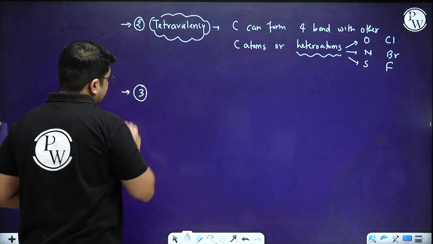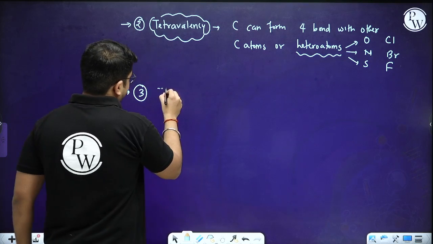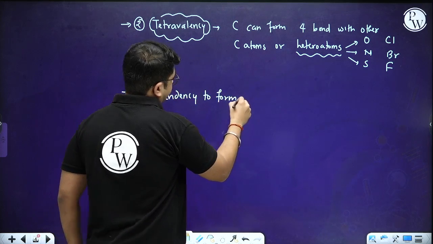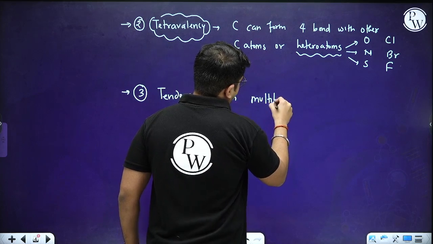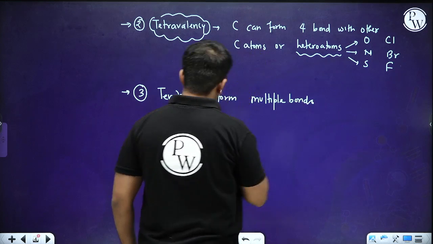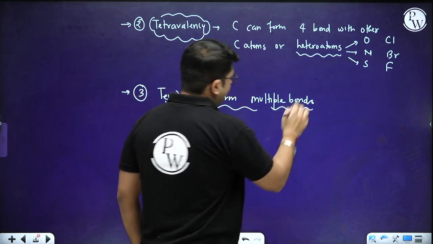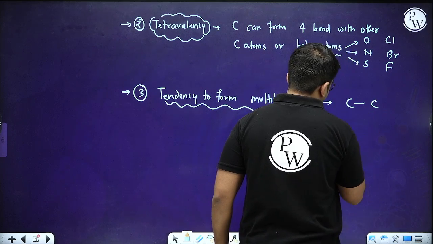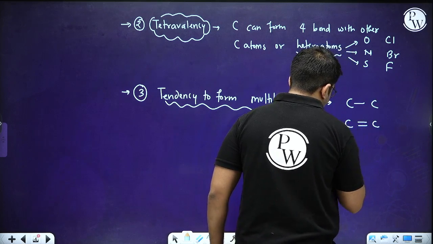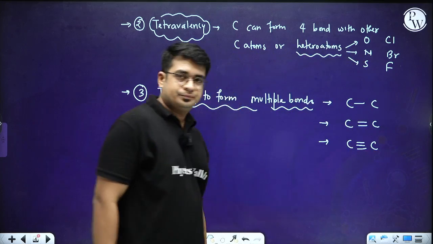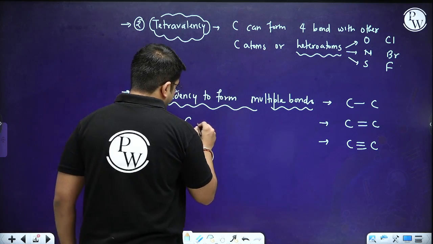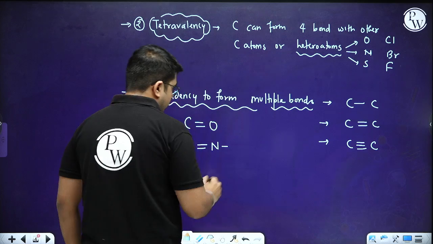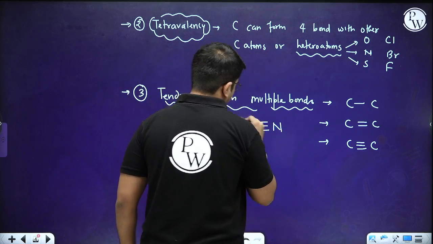In the same way, the next part, which is very interesting, is the tendency to form multiple bonds. Carbon has the tendency to form multiple bonds also. It can form carbon single bond carbon, carbon double bond carbon, carbon triple bond carbon. Other than that, it can also form carbon double bond oxygen, or carbon triple bonded with nitrogen.